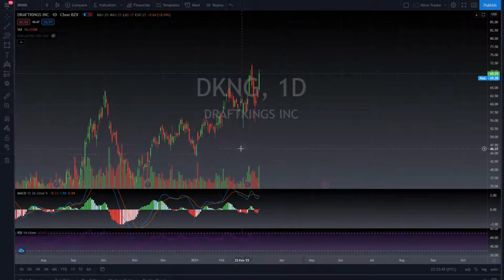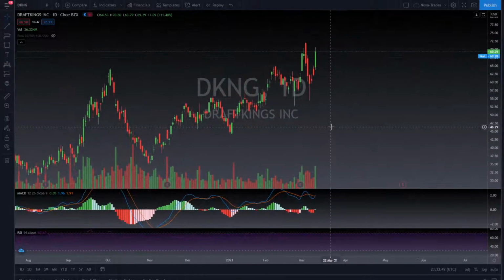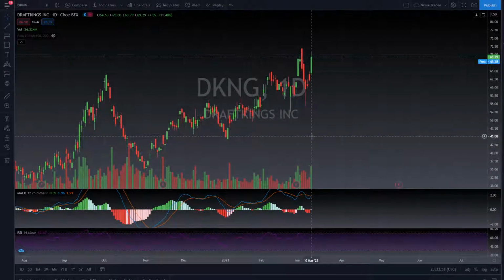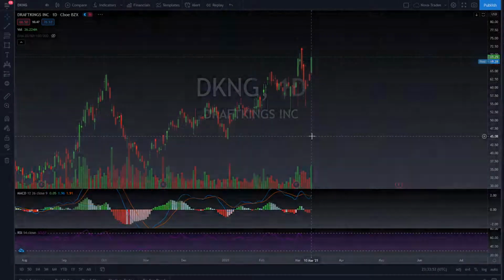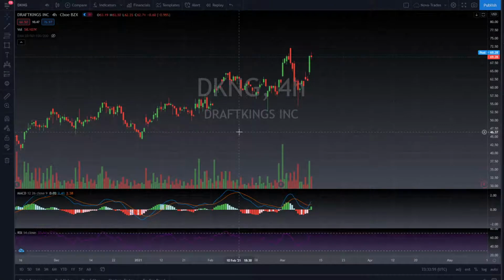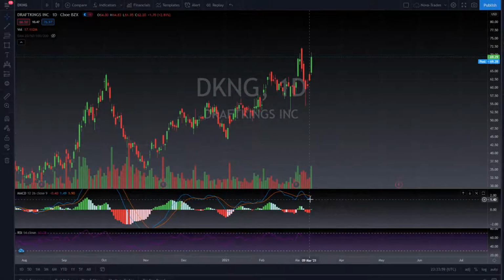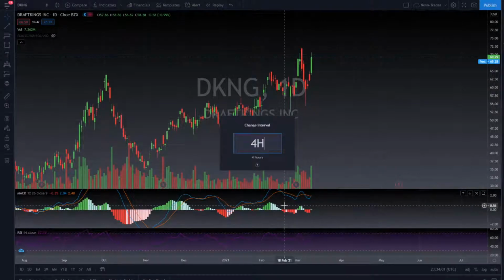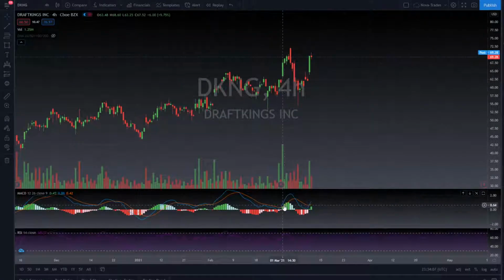Yeah, DraftKings has been on a tear. MACD's about to cross on the daily again. We still aren't in the overbought region, which is good. MACD's crossed on the 4 hour still, so we're still pointing up on the 4 hour.